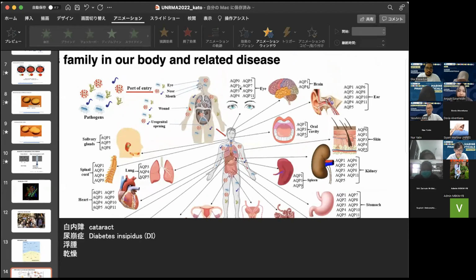But the expression level is a little bit different. Mainly AQP3 is expressed on the epidermal cells of the skin. AQP4 is mainly in the brain and the kidney, and AQP0 is only in the eye. So some aquaporin expression is very specific to the body. So there's a lot in the skin, and in the mouth area, because they need more wetting. Oh yeah.